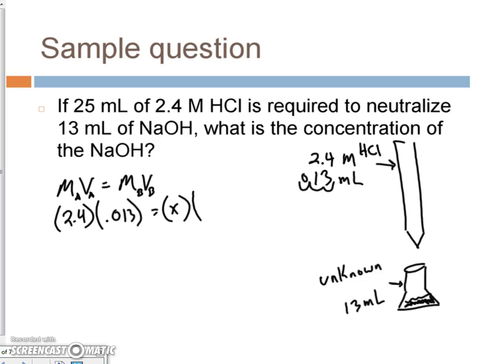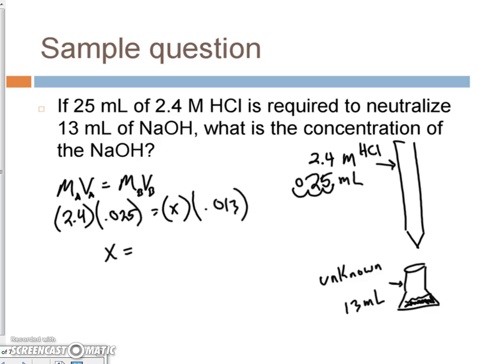Did I get that right? Ooh, it was 25 milliliters of the acid, my bad. Let's fix that. So 0.025. Fix that over here. This is 0.013. Alright, that looks better. Everything's set up right. Solve for X.